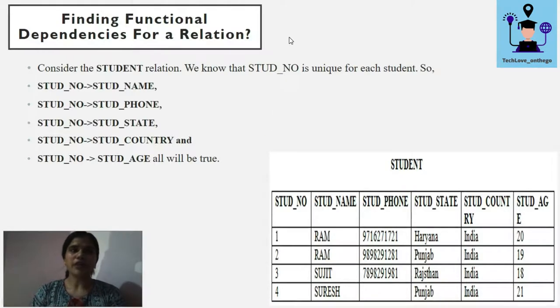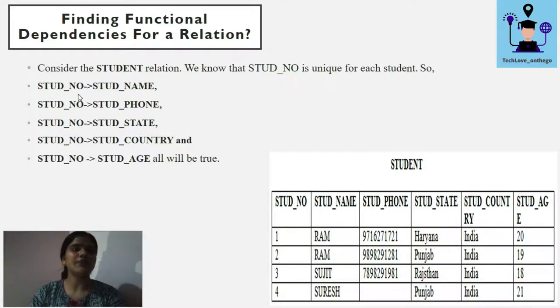Okay, so how can we find out the functional dependencies for a relation? This is one of the relations, which is the student relation. In this student relation we have some attributes like student number, student name, phone number, student state, country, and student age. So what type of functional dependencies can exist over there? Here we see that student number is unique for this particular relation.